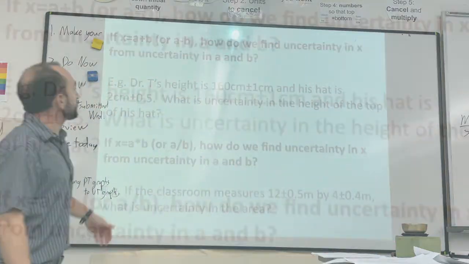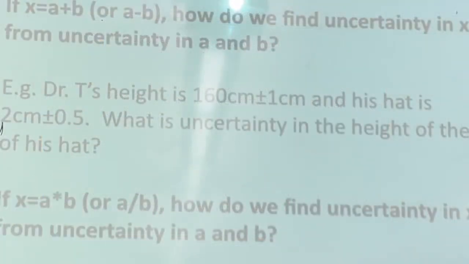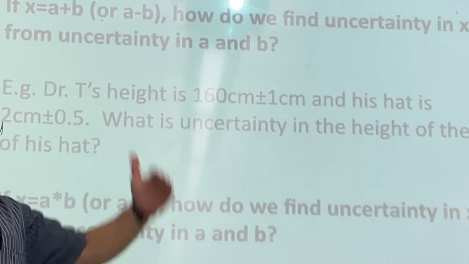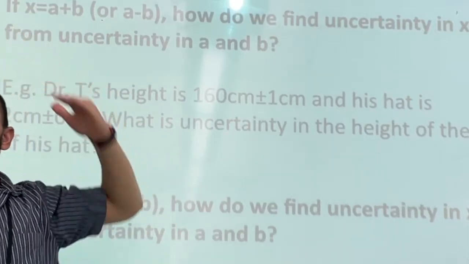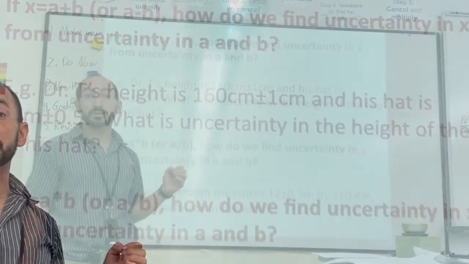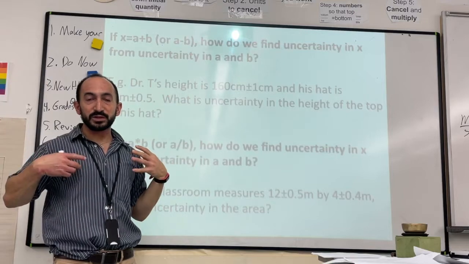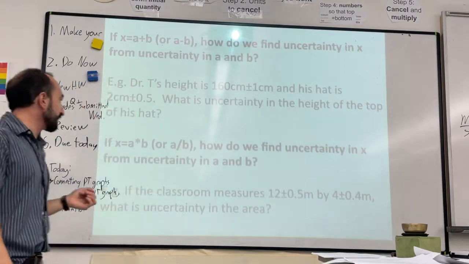For example, if my height is 160 centimeters plus or minus a centimeter, and my hat is 2 centimeters plus or minus a half centimeter, if I put my hat on my head, what's the uncertainty in the height of the hat? I have to include both of the uncertainties, the uncertainty in the measurement of me and the uncertainty in the measurement of the hat.